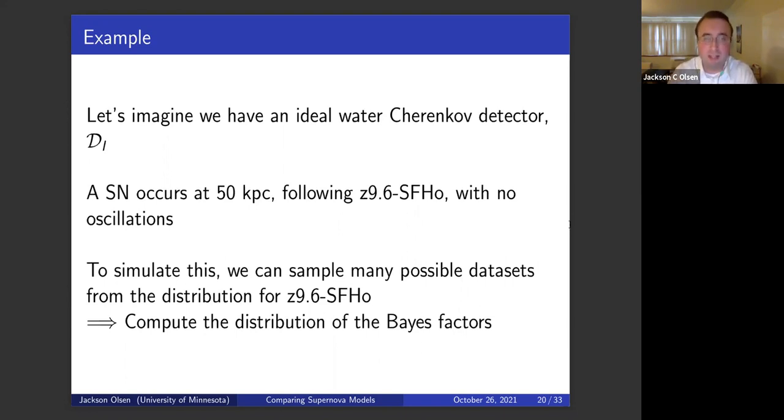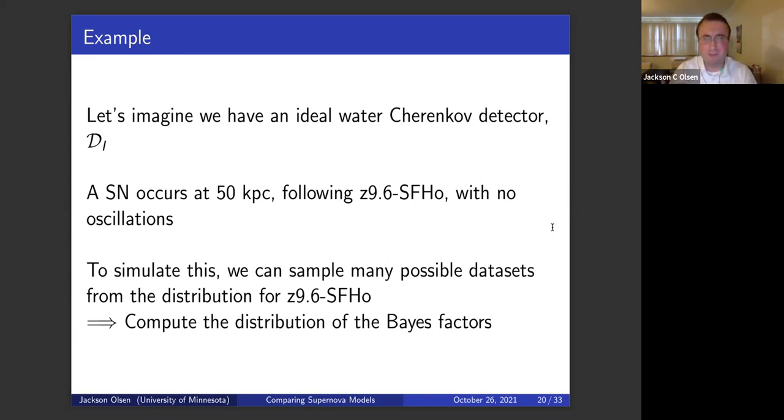And so let's do the obvious thing to determine whether we could distinguish this model from the other two in this situation, which is, let's just simulate a bunch of possible data sets of this scenario, and then compute the Bayes factors between the 9.6 solar mass model and the other two, just to see what we get.